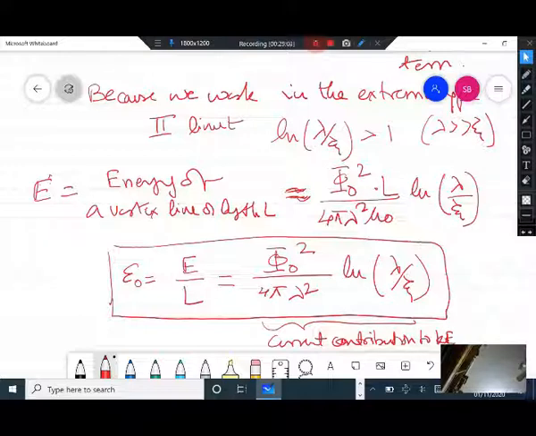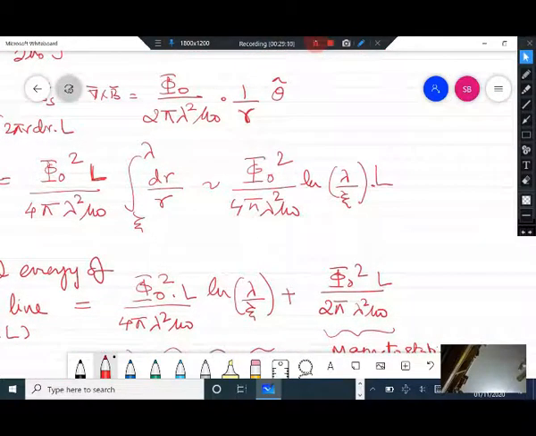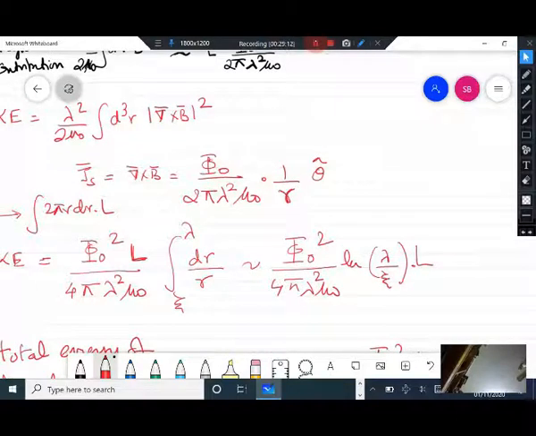As you go towards the vortex core, the current density becomes very large. The shielding current density has a 1 by r dependence, so as you go towards the vortex core, this current density is going to become very strong, and that is why the kinetic energy contribution becomes a very dominant contribution when you are looking at the energy of a vortex line. So in the next lecture, we will use this to actually calculate the lower critical field of a superconductor.